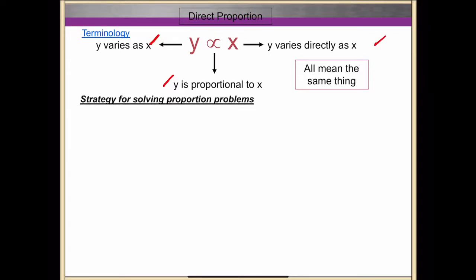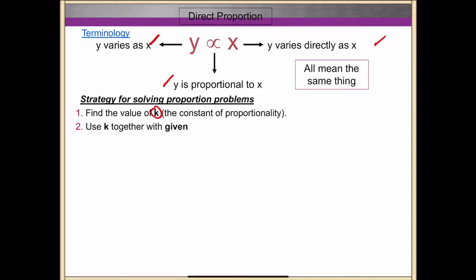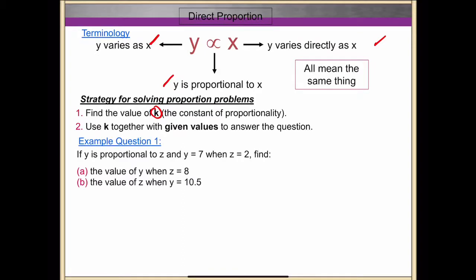So strategy for solving these proportion problems. So find the value of K, okay? That is the main thing. We need to find the value of K. Use K together with the given values to answer the questions. So here's an example question. If Y is proportional to Z and Y equals 7 and Z equals 2.